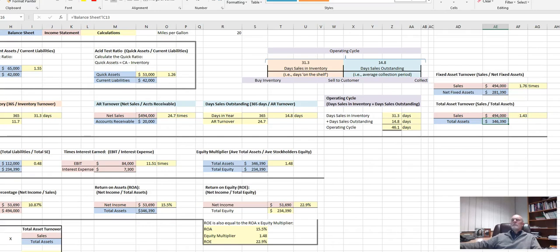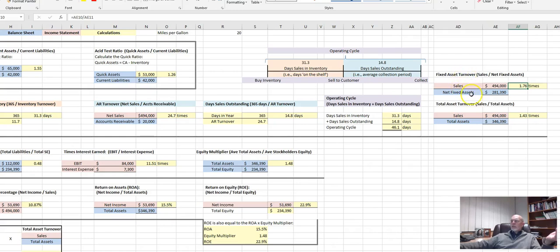If we look more specifically at fixed assets, if you take your sales and divide by your fixed assets, then in this case we had 1.76 times, meaning that our fixed assets, our investment in fixed property, plant, and equipment, is turning over 1.76 times, or every dollar invested in property, plant, and equipment is generating $1.76 in sales throughout the period.